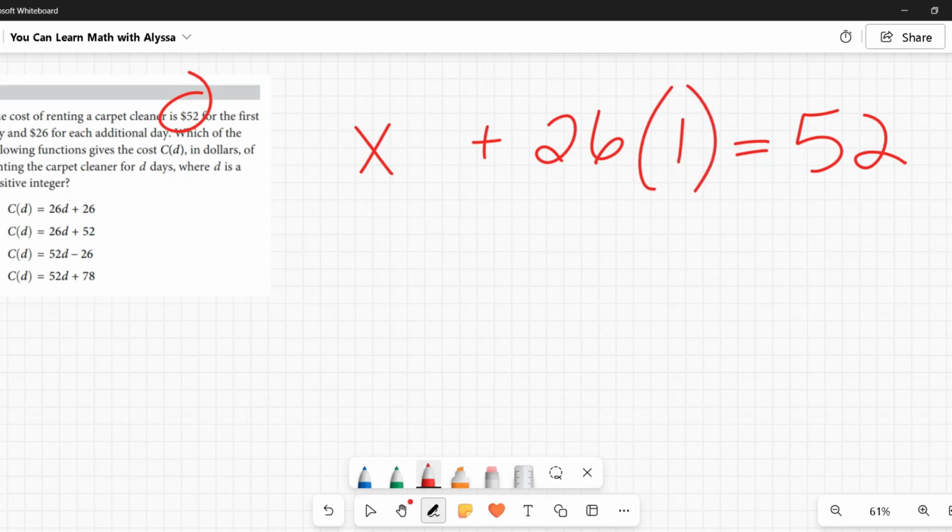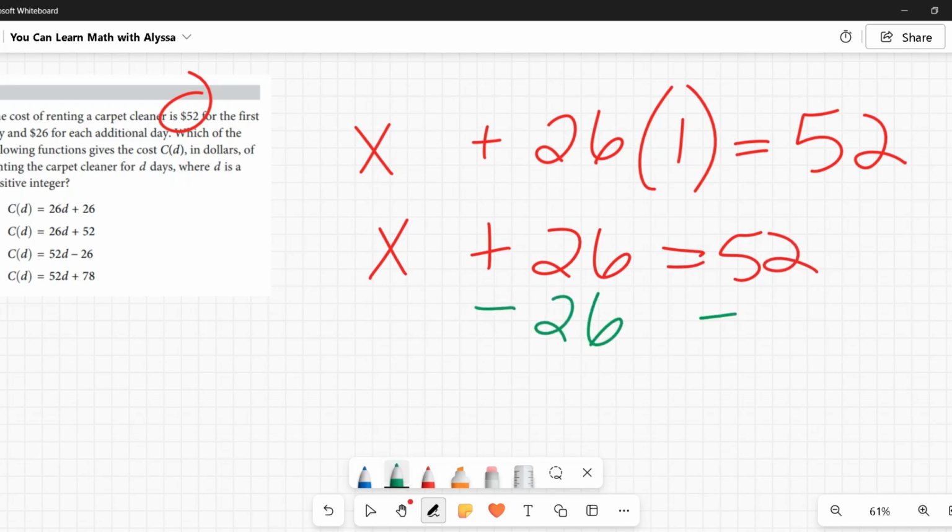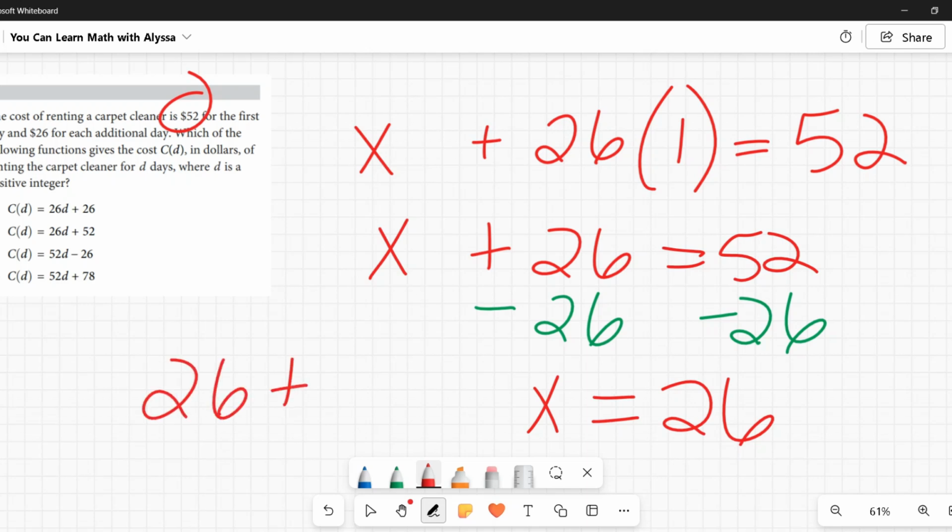Now I have a very straightforward equation that I can solve very easily. So X plus 26 times 1, which is 26, equals 52. And then I want to undo what's been done to X by subtracting 26 from both sides. And I get X on the left and 52 minus 26, or 26, on the right. So it should be 26 plus 26 times D. And that will equal what I have to pay.